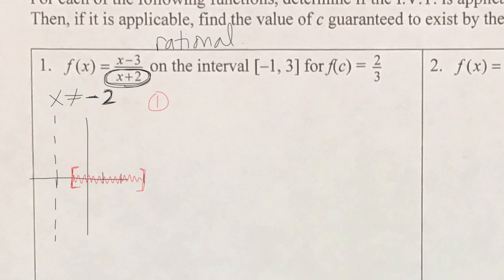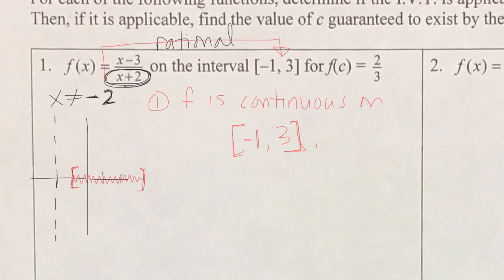So number one, f is continuous on -1 to 3. Right? Because the only place that is discontinuous, the only place that has an asymptote, is at -2. And -2 is not in our interval. Right? -2 is not between there. So we're good on the continuity part.